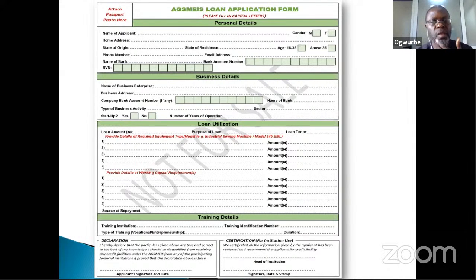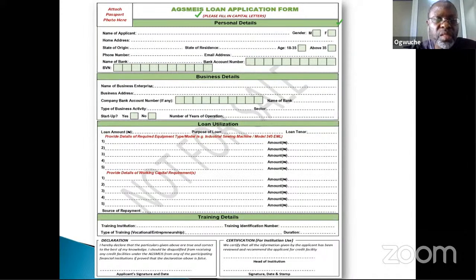So like I said, the loan application form, we are expected to complete it in capital letters. It has 4 different sections: the personal details section, the very first one, then the business details, then the loan utilization details, and then finally the training details. So let's start from the personal details. It's more like the previous questionnaire, asking for the name of the applicant and gender, home address, state of origin, state of residence.